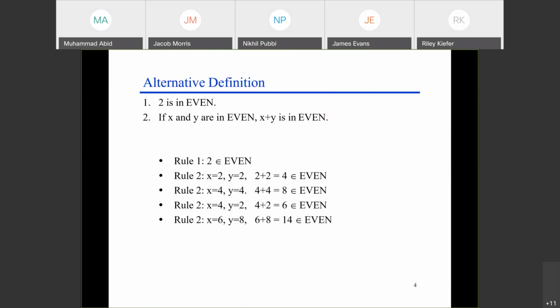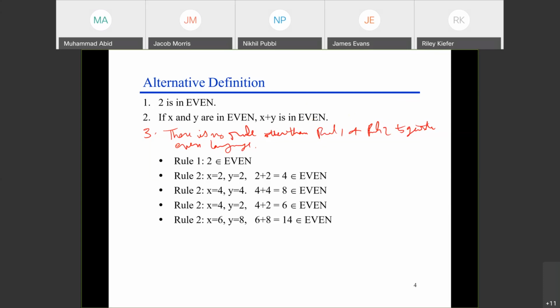So we are saying 2 is in even, and this is our base case. And if x and y are in even, then x plus y is in even, and then I should write here rule 3. There is no rule other than rule 1 and rule 2 to generate the even language. Okay, it must be there. Otherwise, your answer is wrong.